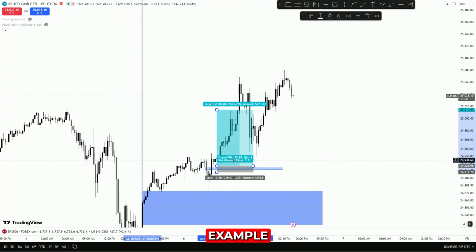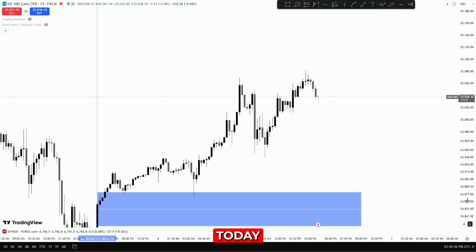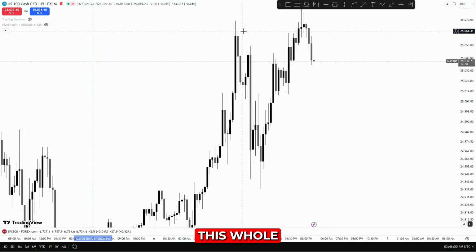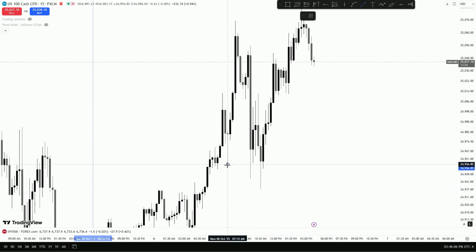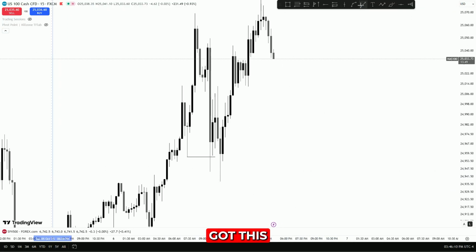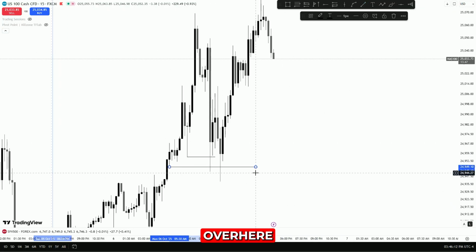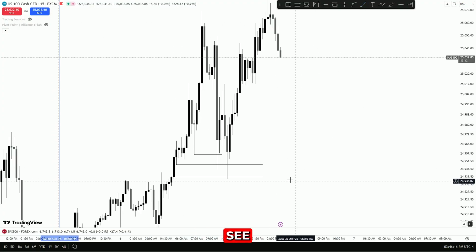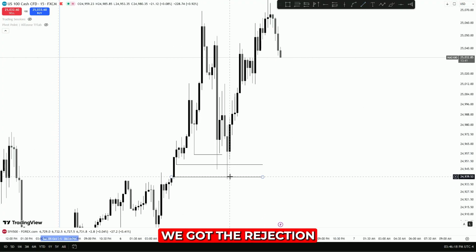Let's go with another example that I did today, and how I did that is simply we got this whole move up, we came all the way down, we got this as a liquidity pending, which is taken out by the market. We got this as a liquidity plus an FVG over here. Now here's the gap fill as well. You can see we just filled the FVG, we got the rejection.